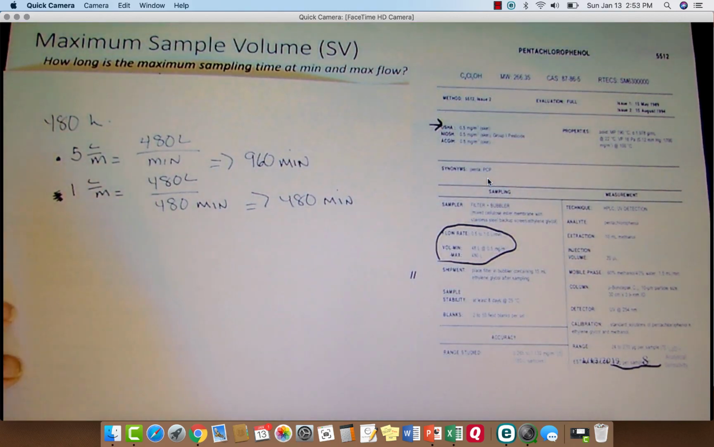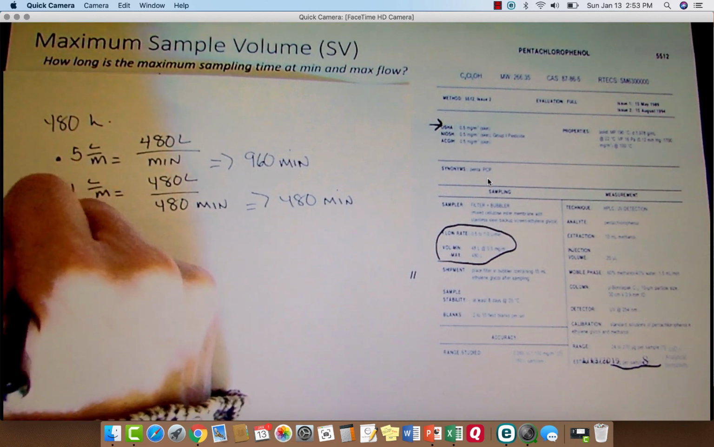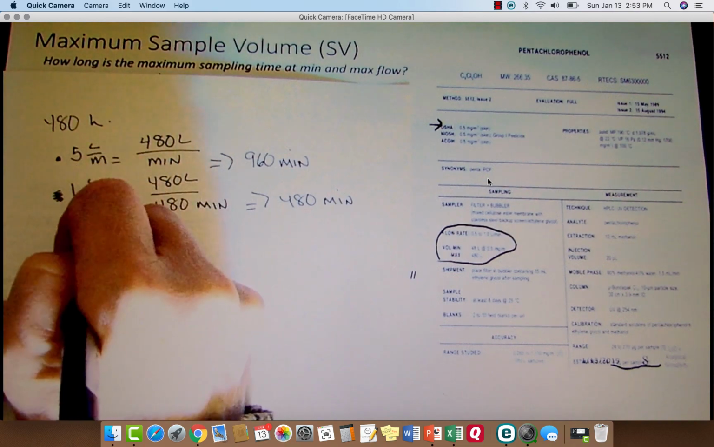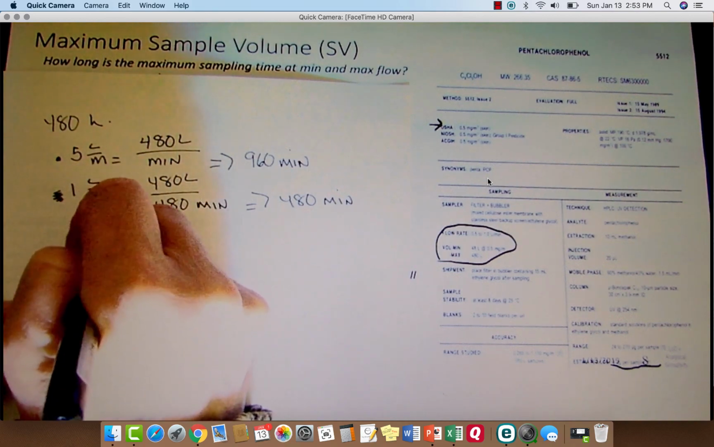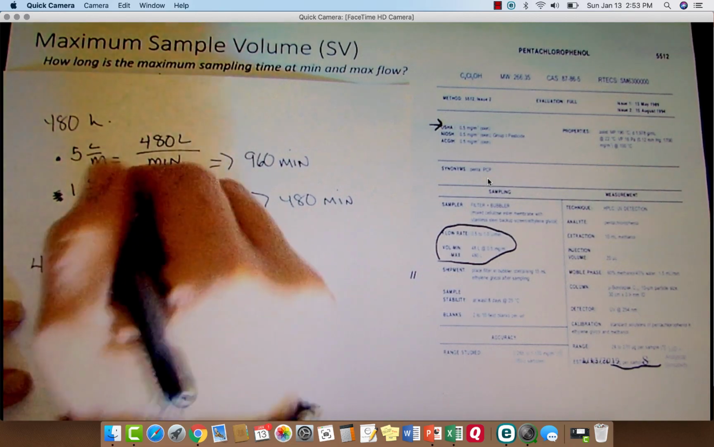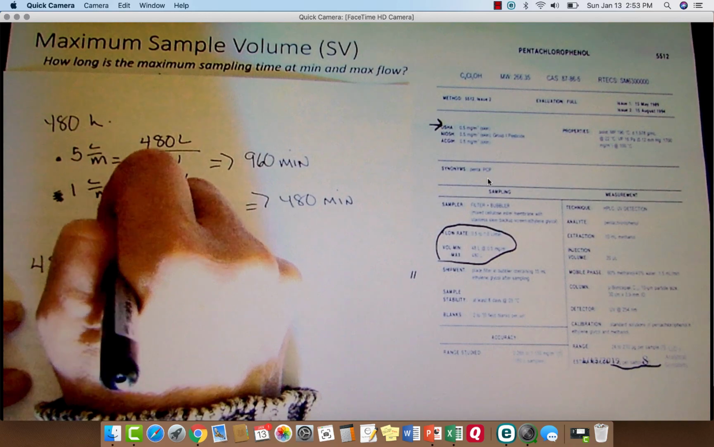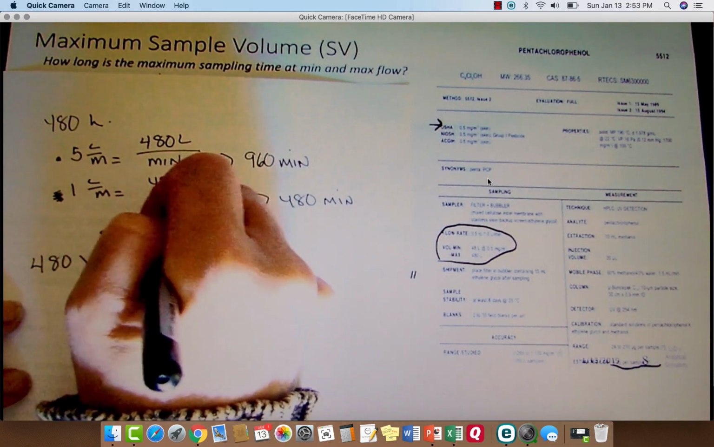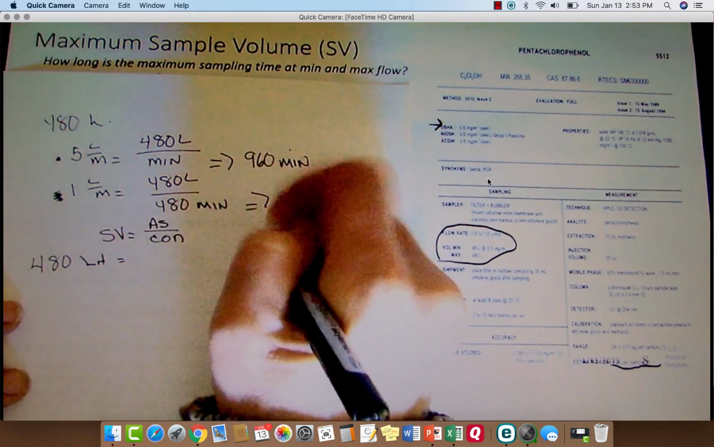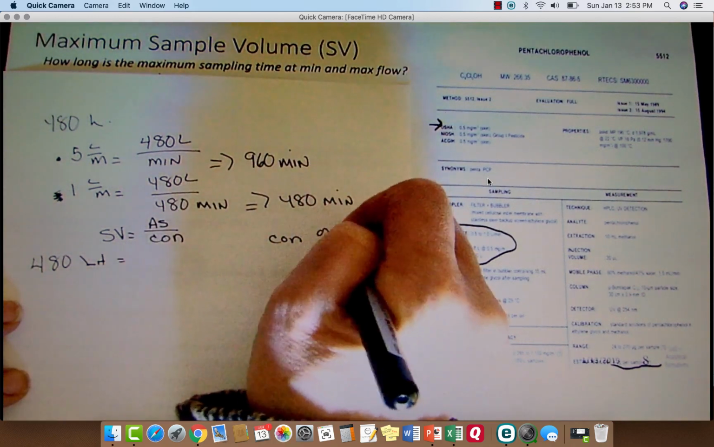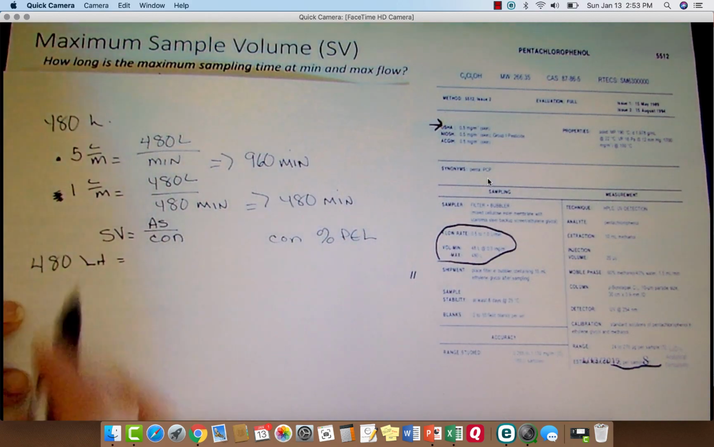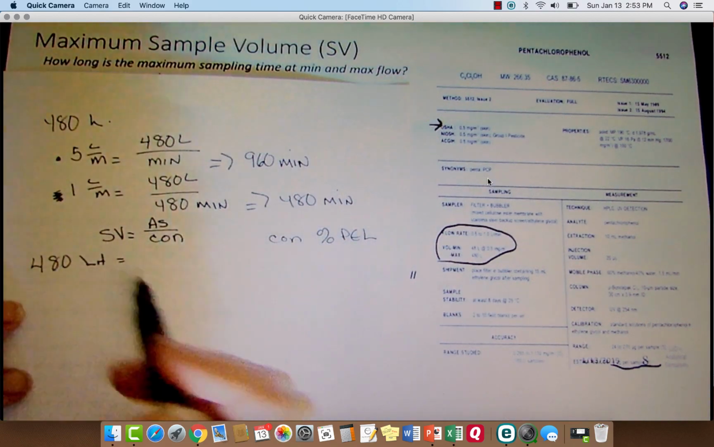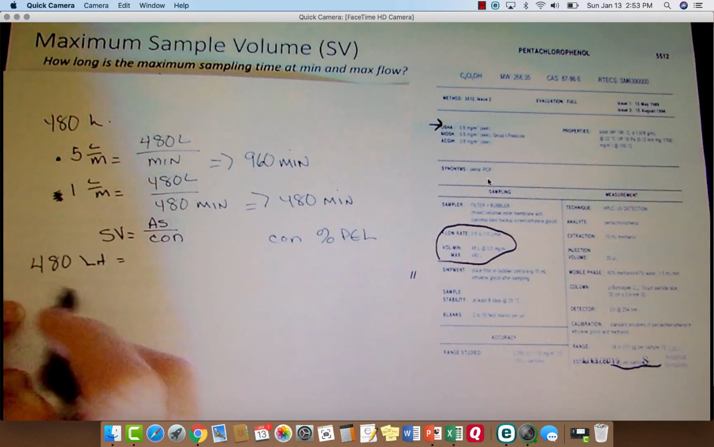And we can use the formula to plug in the variables in a different way and come up with an answer to see how sensitive the method will be, given that we're going to run for 480 minutes at 1 liter per minute and pull 480 liters of air. Now remember, our formula is sample volume equals our analytical sensitivity divided by our concentration. And our concentration is some percentage of the permissible exposure limit. So for sample volume, I'm substituting the amount that I wish to pull, which is 480 liters.